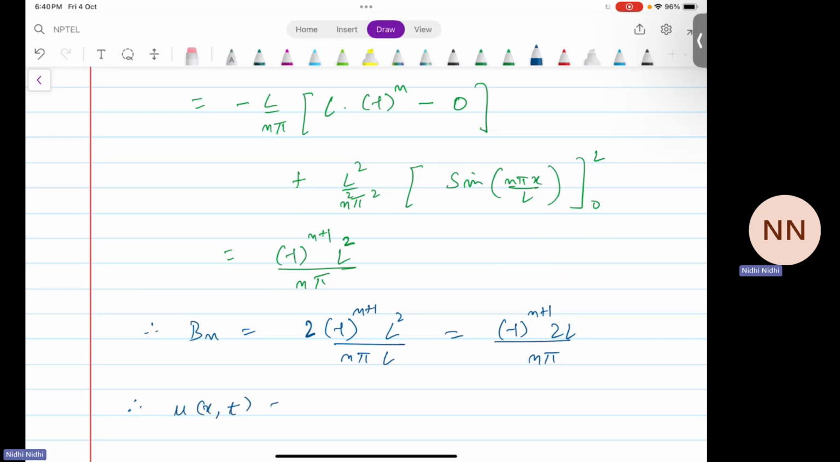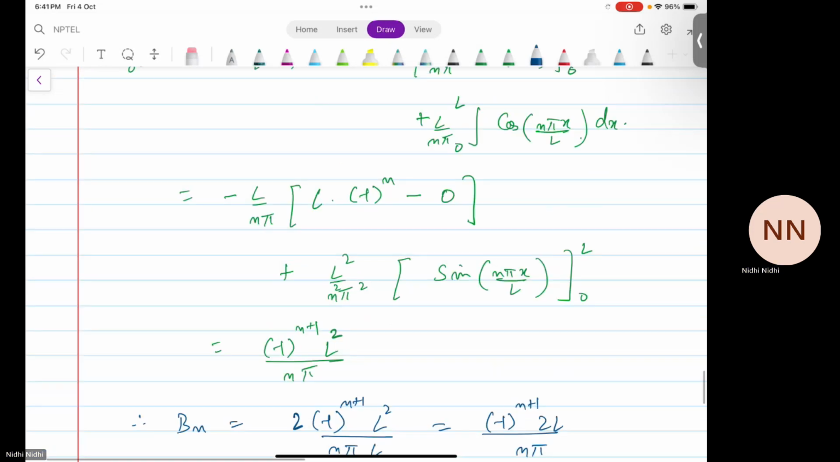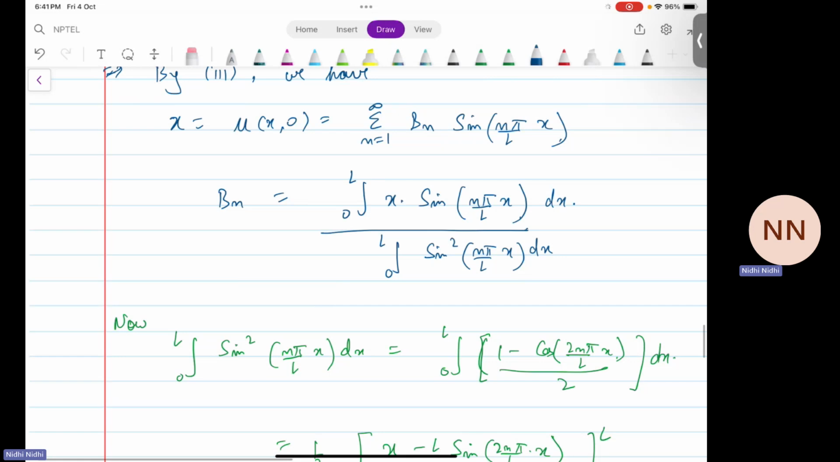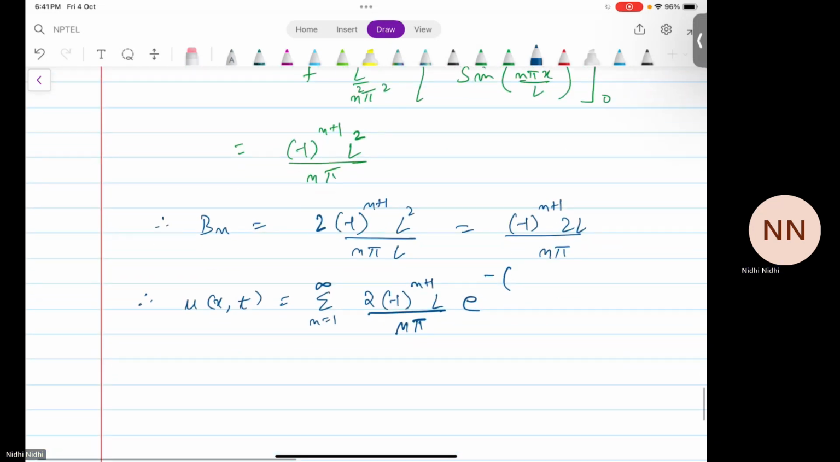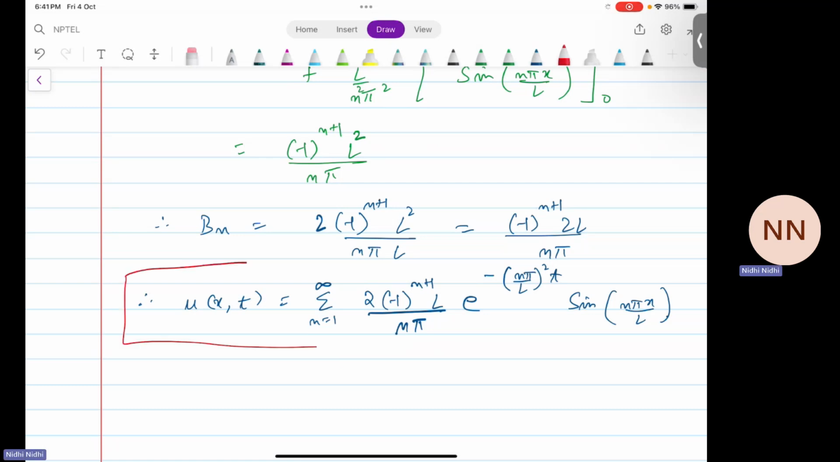u x t is equal to the summation n from 1 to infinity of 2 times minus 1 to the power n plus 1 L by n pi, e to the power minus n pi by L square t, sine n pi x by L. This is the explicit form of the solution of our given heat equation.